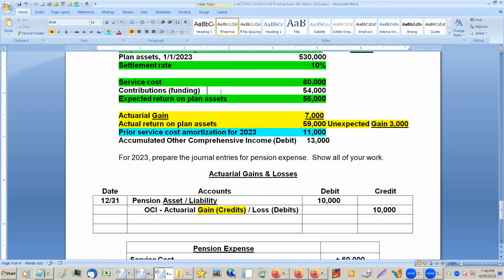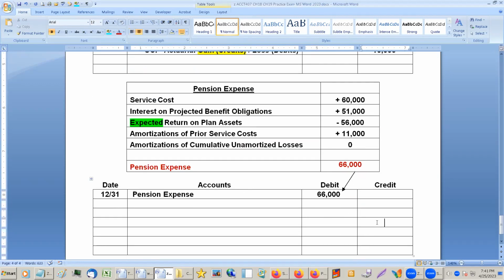The contribution, so this is cash. So the cash is going to be 54,000. Yeah, let's make that blue. So cash is 54,000. And notice that the contributions are not included in the pension expense. Even if you put in 0, you're still going to have this pension expense. Cash asset going down 4,000.